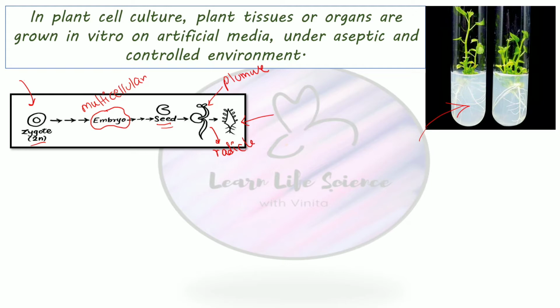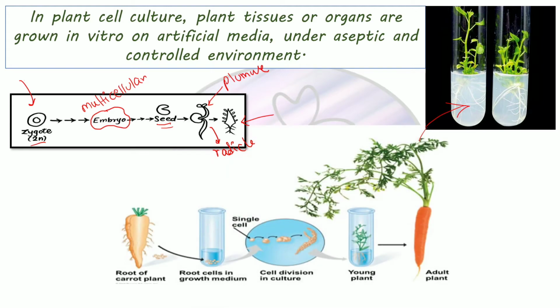Okay, but what happens in culture condition? So this is what we are going to see. For example, if I take a carrot plant and excise a small amount of root from this carrot plant, after taking this excised portion, that is the explant, I will simply sterilize it and inoculate it in a specific media that is also known as growth media or culture media.